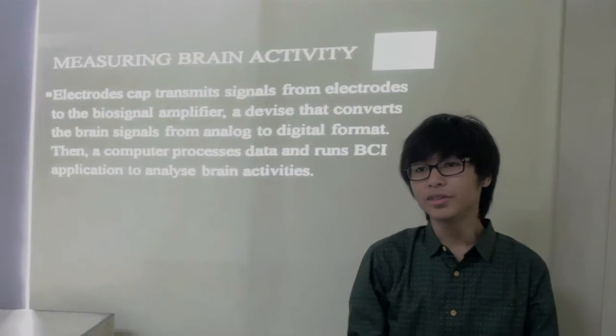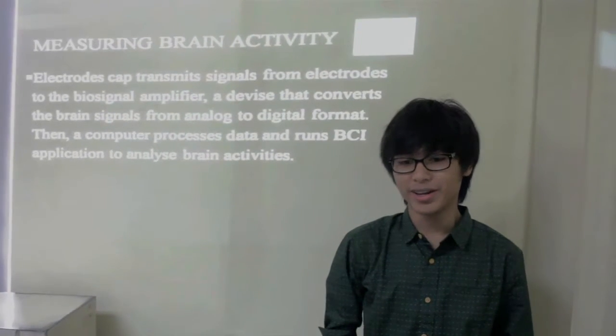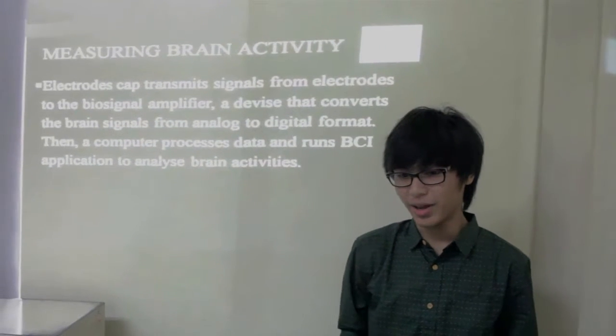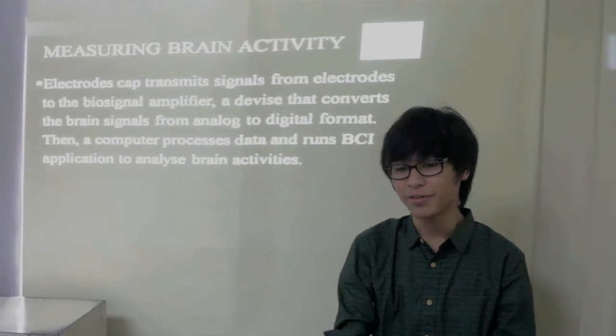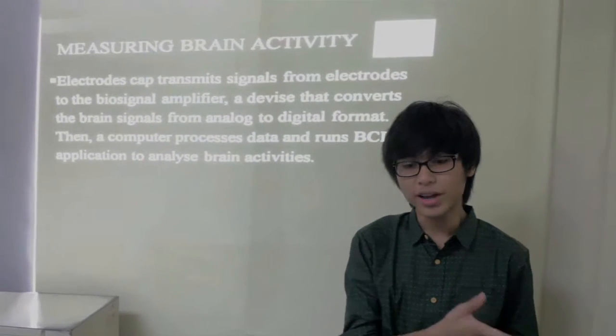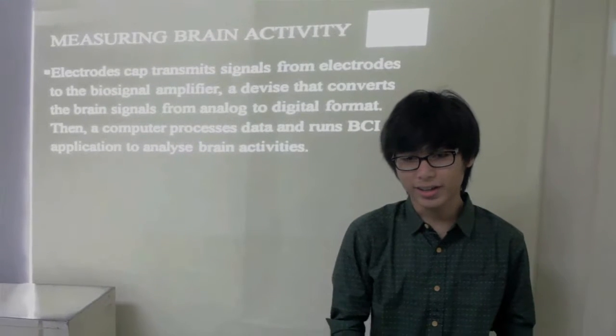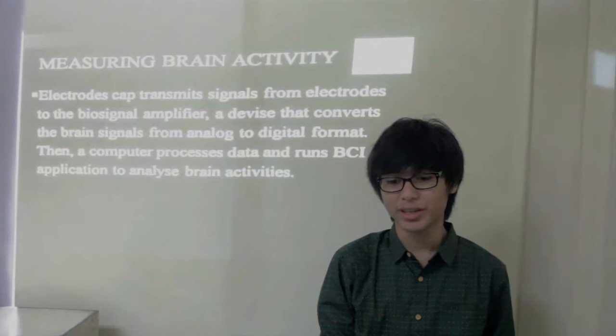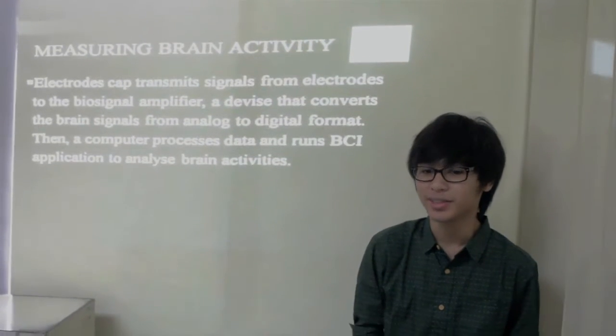So, how do we measure these brain activities? The electrode cap transmits signals from electrodes to the biosignal amplifier, a device that converts the brain signals from analog to digital format. Then, a computer processes the data that runs the BCI application to analyze brain activities.